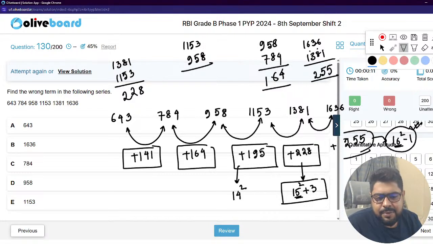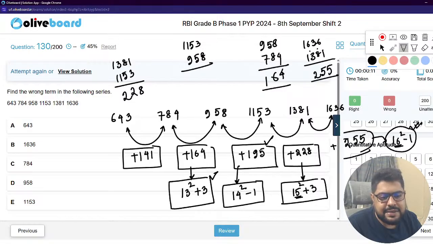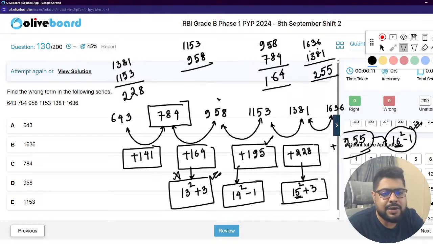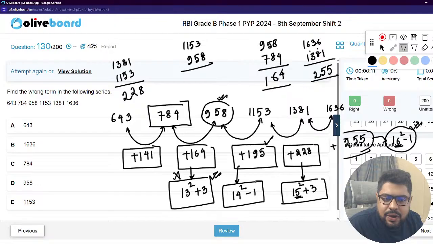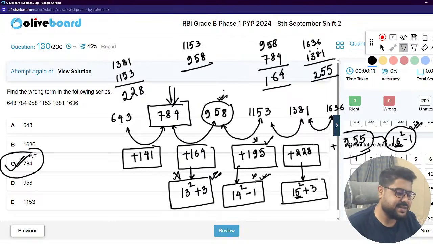Sir, then by the same logic, it should be 14 squared minus 1. It is matching, yes, sir, 196 minus 1. So this should be 13 squared plus 3. Sir, this is not matching. Why is it not matching? This is wrong. Now you might ask, why are you not saying the other one was wrong? Because if that were wrong, then this thing would come out wrong, and it is not. That one is correct, so this has nothing to do with that. So the wrong answer is this, 784, option C is your correct answer.